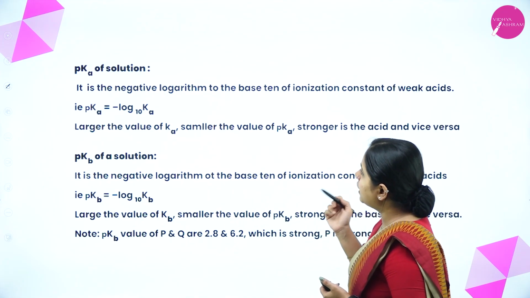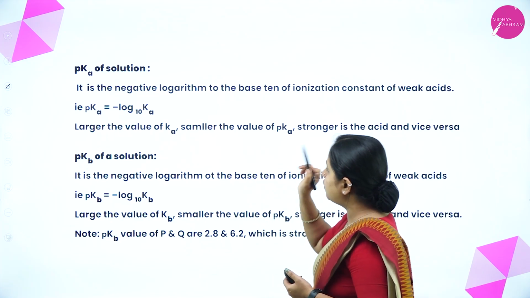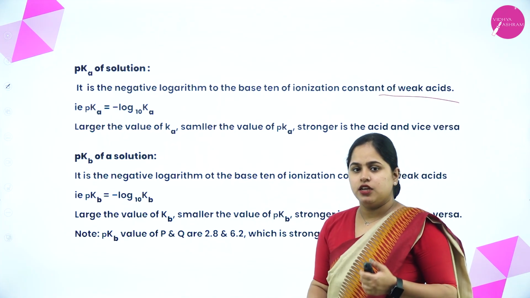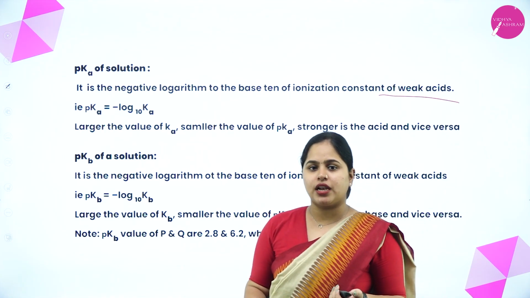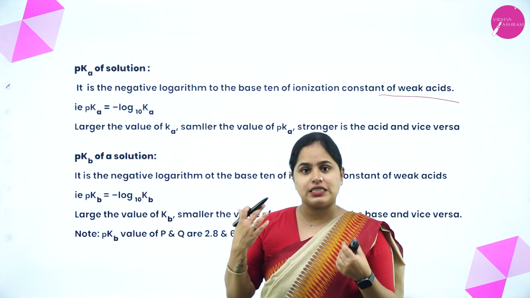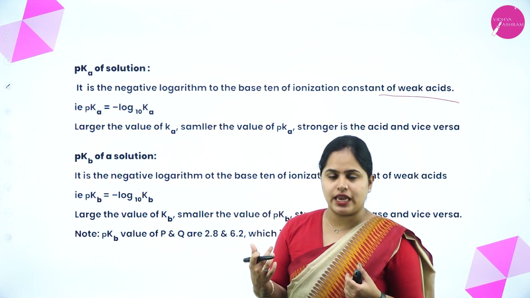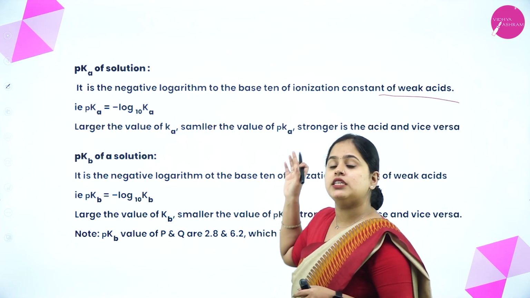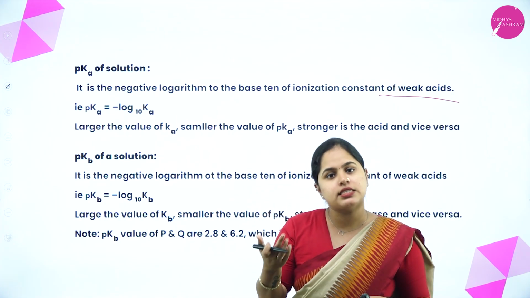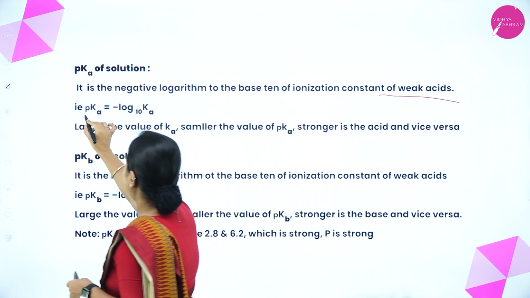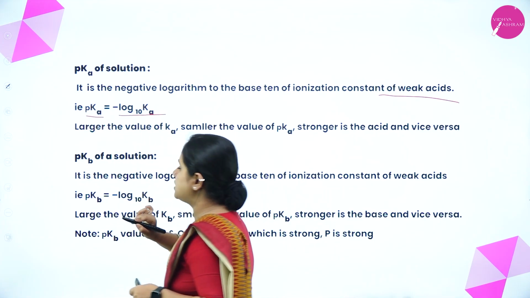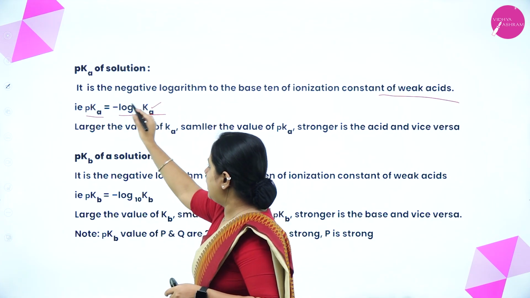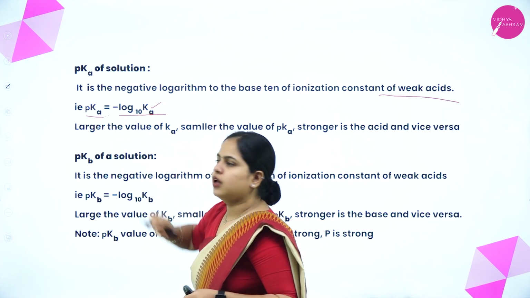Okay. So what is pKa of a solution? It is the negative logarithm to the base 10 of ionization constant of weak acid. So we have already studied the equation to calculate ionization constant, which was that it is Ka, right? Ionization constant is Ka. So minus or negative logarithm to the base 10 of the ionization constant of a weak acid is called as pKa. So that means pKa is equal to minus log base 10 of Ka. Ka is the ionization constant of weak acid. So the negative log of that is called as the pKa.